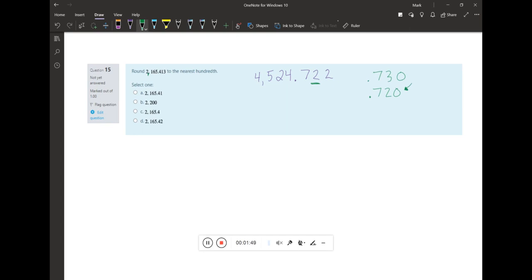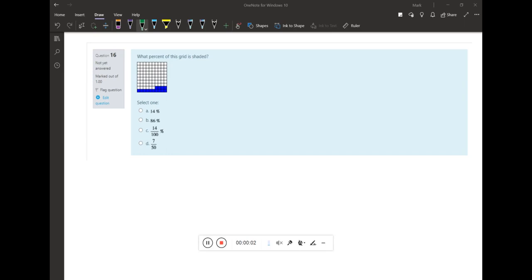If we had applied that rule, we'd look at this number here. It's a 2. That's less than 5, so it's going to stay. It's not going to round up, and it's just going to look like that. Our answer would be 4,524.72. If this number at the end had been a 5 or bigger, it would have moved this up to a 3. That's all we're doing.